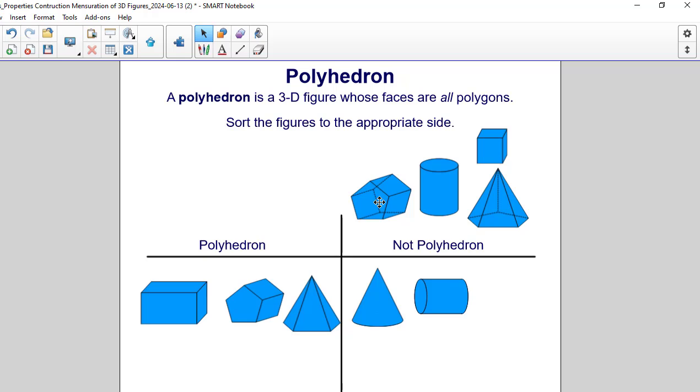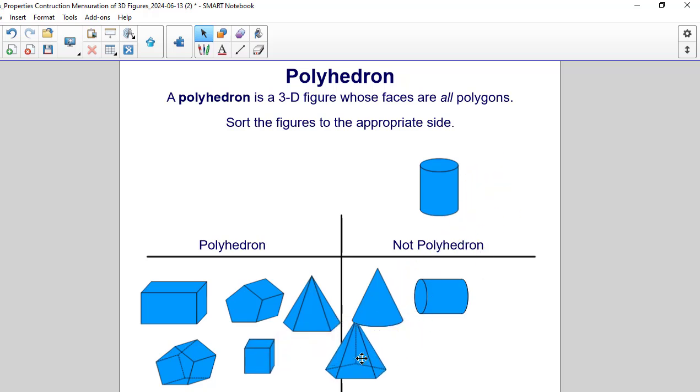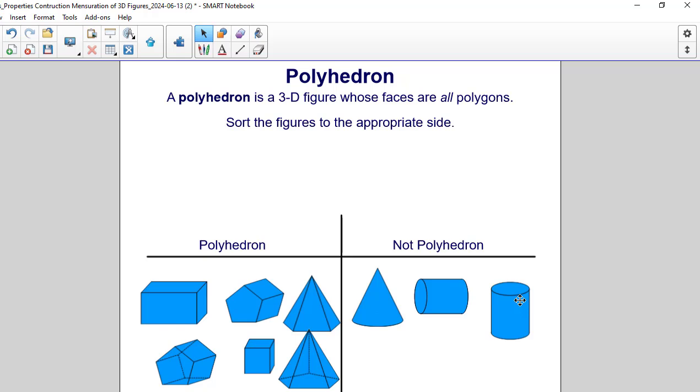This pentagonal prism, just like the other one, is also a polyhedron. The same can be said for the cube, and the same can be said for this pyramid. Those are all polyhedra. The cylinder is not a polyhedron because the circle at the base and the curved sides are not polygons. So for an object to be a polyhedron, the sides and faces all have to be polygons.